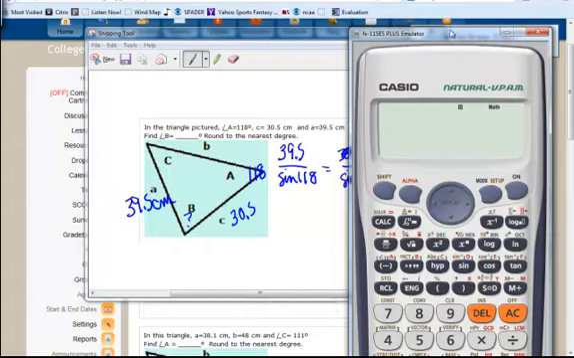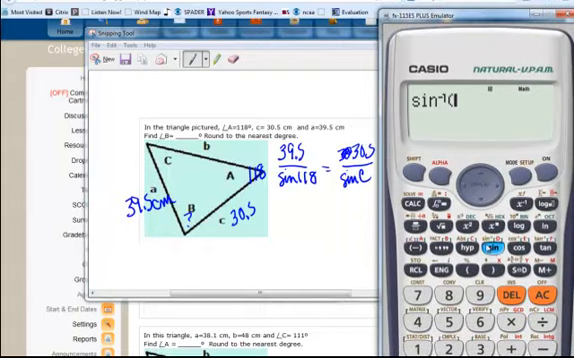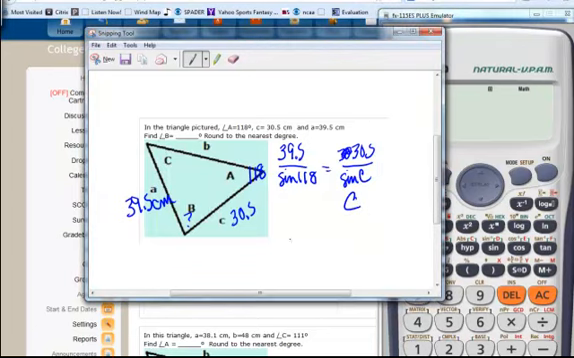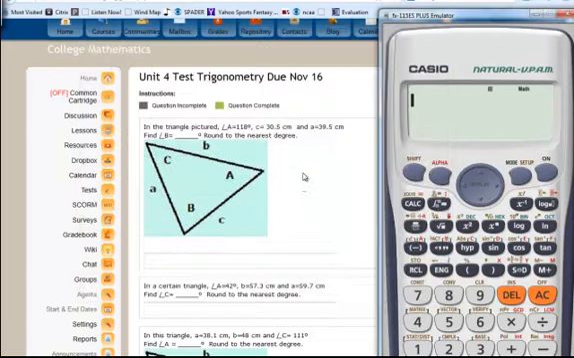Remember, if you're looking for the angle, you press Shift, Sine, and we would take 30.5 times sine of 118, make sure you close parentheses, divided by 39.5, and when you press equals, that would be angle C. Whatever angle C is, if you take 118 plus angle C, or the other way to do it would be to take 180 minus 118 minus C, that will be the size of B. Next one.